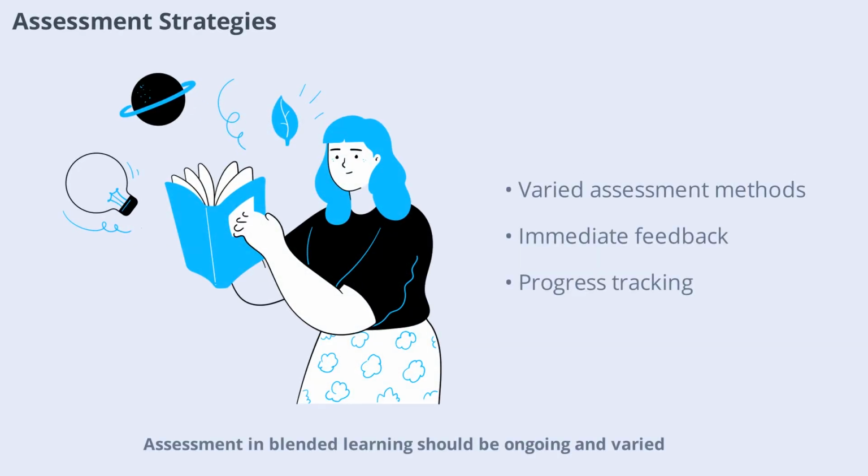Assessment in blended learning should be ongoing and varied. Use a combination of quizzes, assignments, projects, and discussions to gauge student understanding. Online tools can provide immediate feedback and track progress over time. Regular assessment helps identify areas where students need additional support and allows teachers to adjust instruction accordingly. Make sure assessments align with learning objectives and provide meaningful feedback.